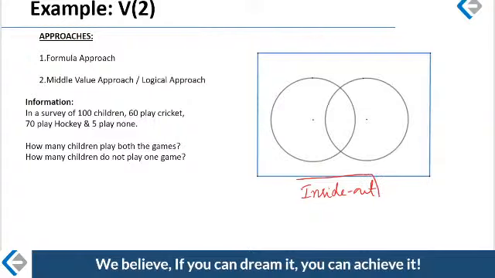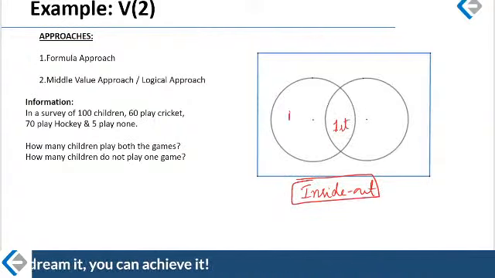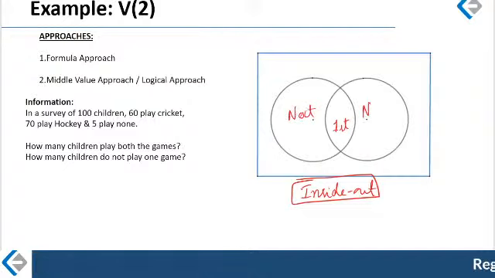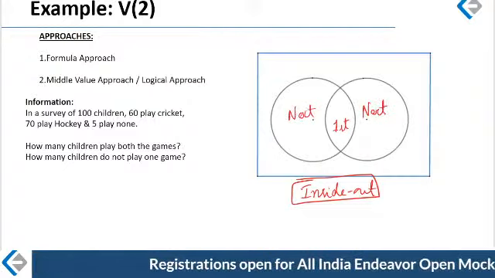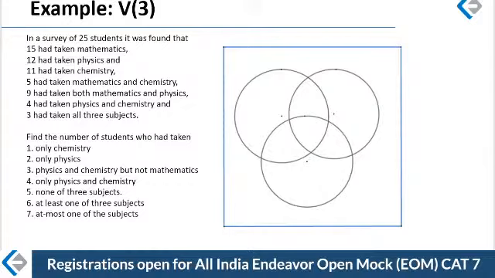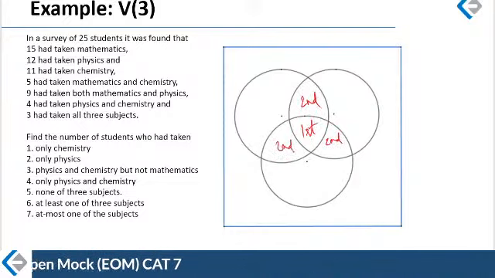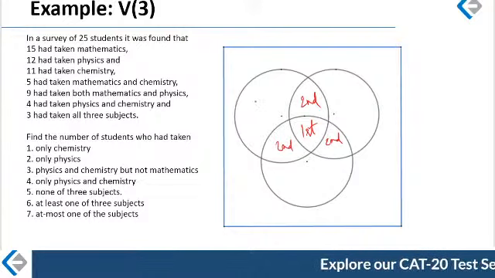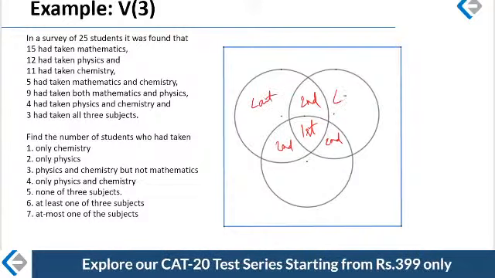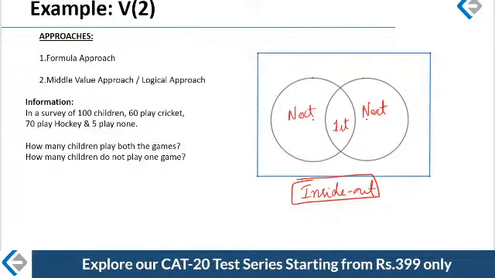Inside out means this should be filled first, and then these are the ones which should be filled next. Similarly, if I look at the Venn diagram for 3, this should be filled first, followed by this second, and then the last preference is given to this. That is what you mean by filling the Venn diagram inside out. We have to fill the diagram inside out.